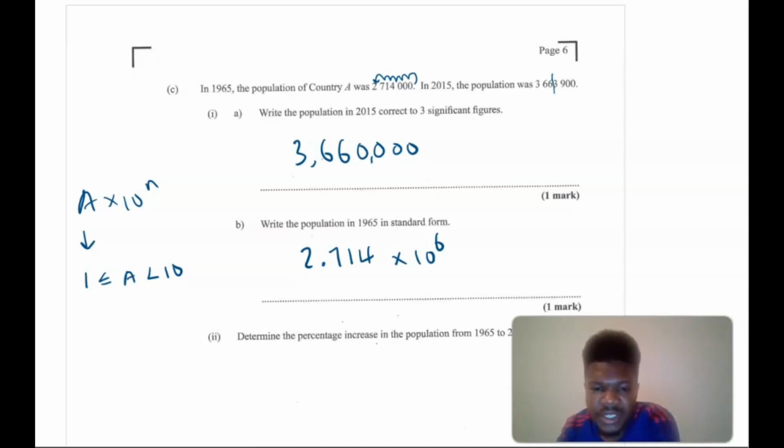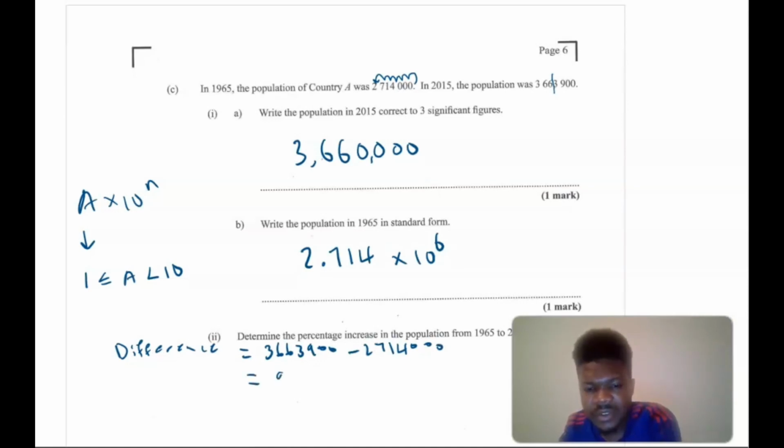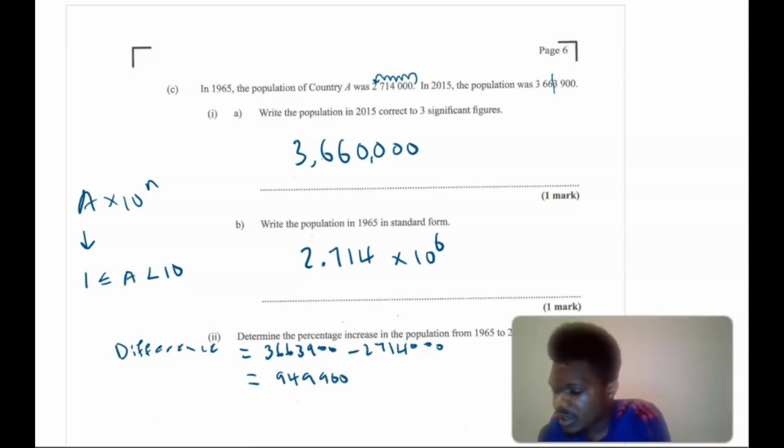Now the next part says, determine the percentage increase in the population from 1965 to 2015. First we need the difference, so we subtract to get the difference, which is 3,663,900 minus 2,714,000, and the difference is going to be 949,900. Let me double check if that difference is correct. Well, yes, that difference is correct.